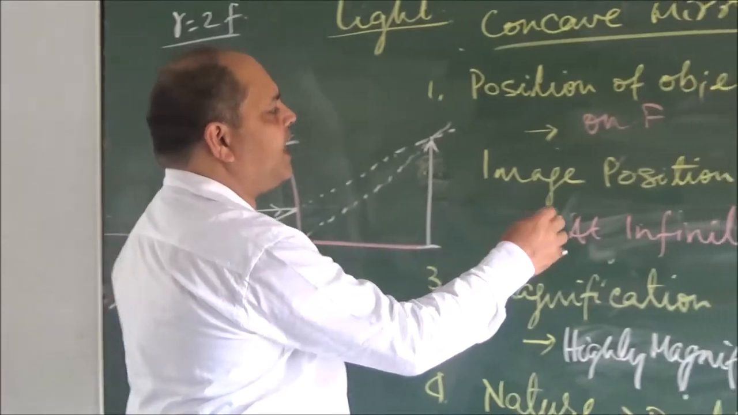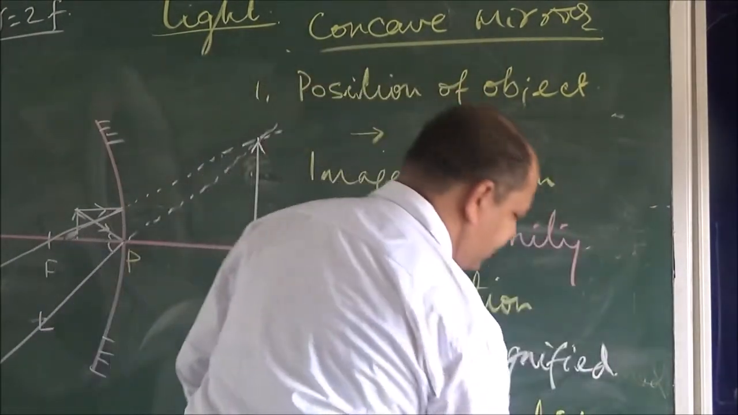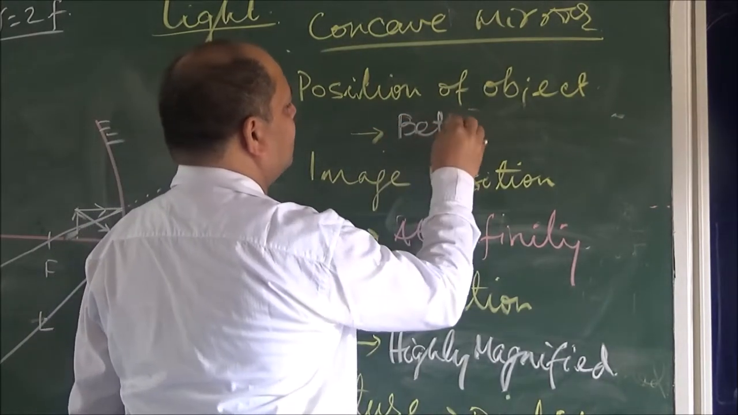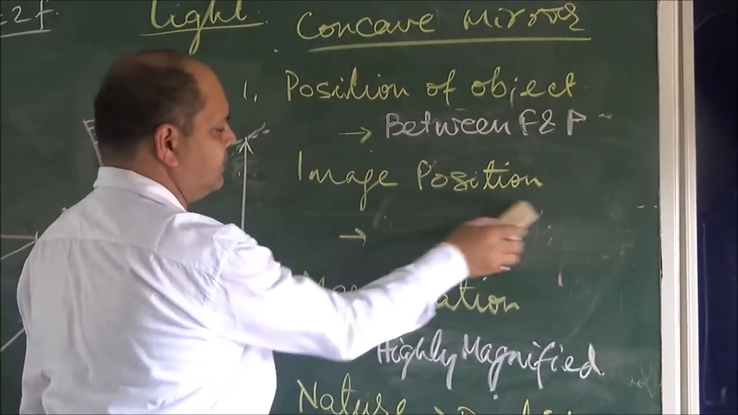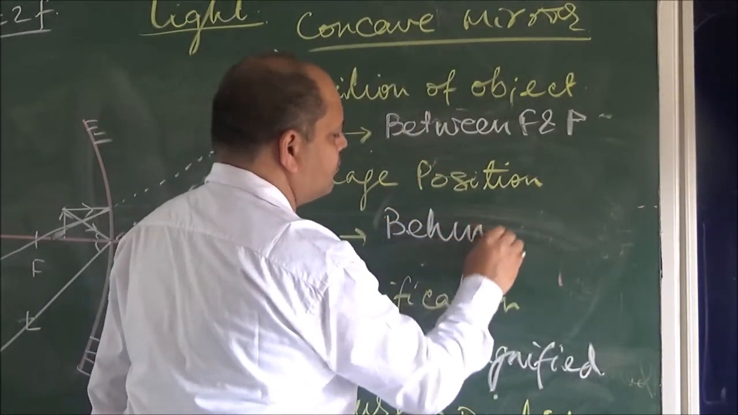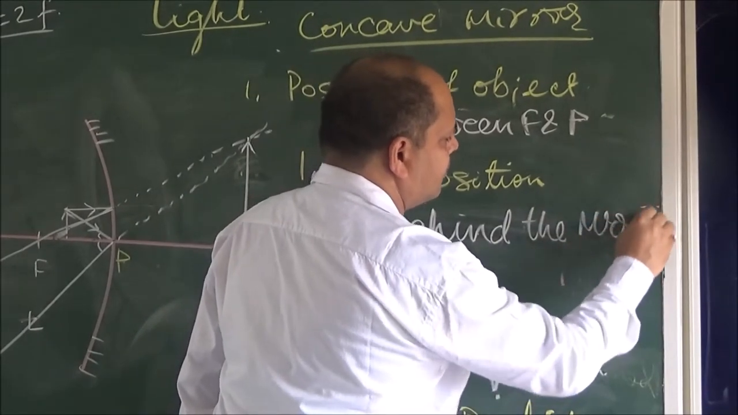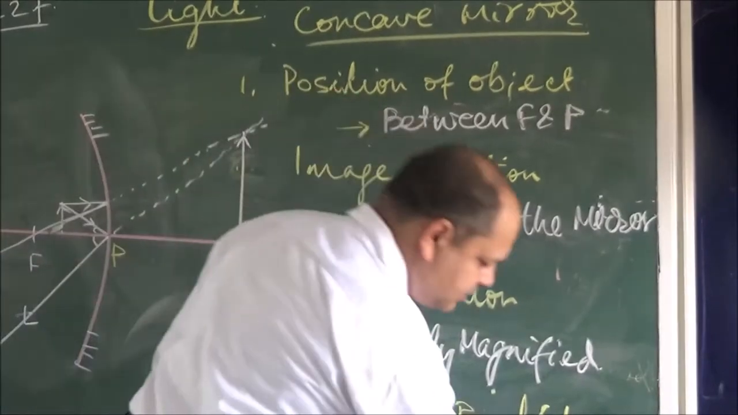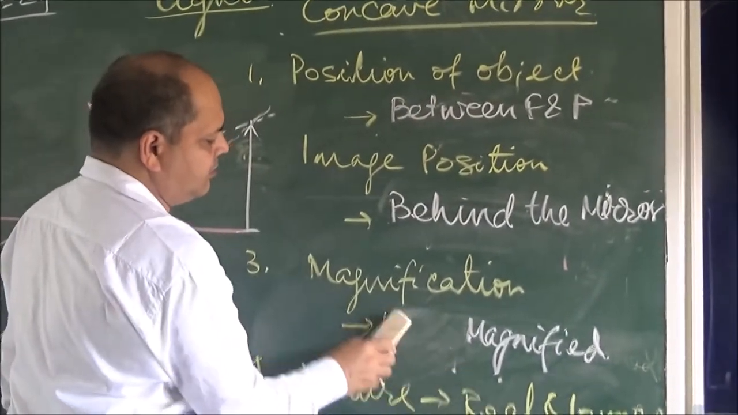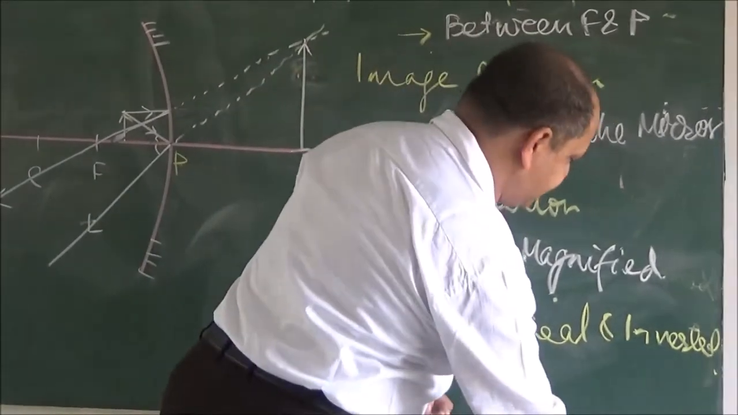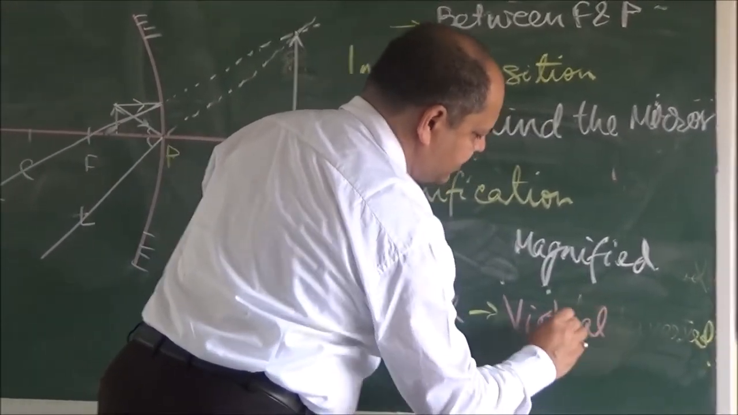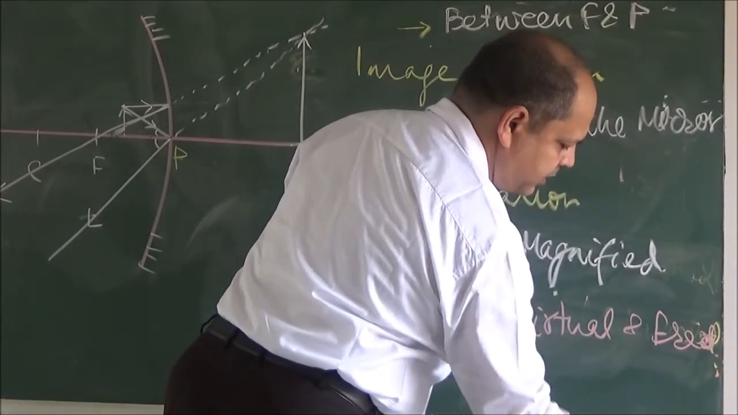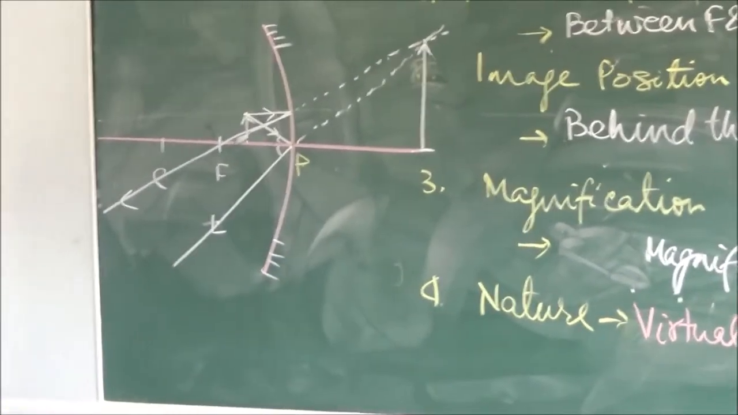So, position of object between F and P. Image position behind the mirror. Magnification? Highly magnified. Not highly magnified. It is only magnified. And nature will change here. Nature will be virtual and erect. Okay? Yes. So this was the formation of image by concave mirror.